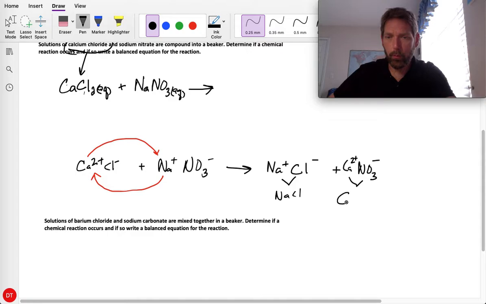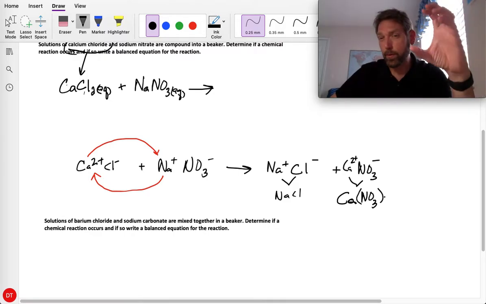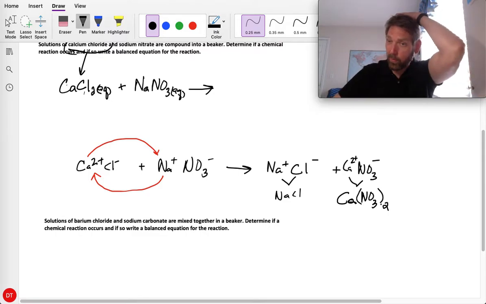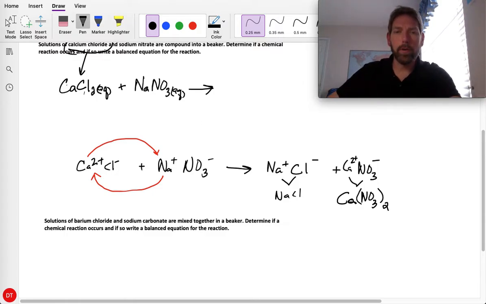So the formula here would be we would need 1 calcium, right? 1 calcium, and we need 2 nitrates. So there's 1 nitrate, polyatomic ion, put in parentheses so that nothing gets misunderstood. And then there's our 2. Because 1 nitrate ion, remember, is NO3 negative, and that doesn't break up. So according to this, we have sodium chloride, and we have calcium nitrate.